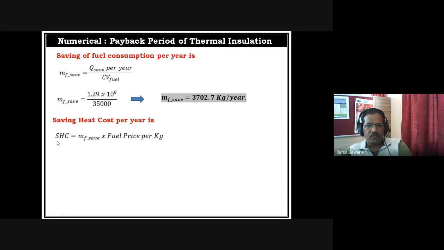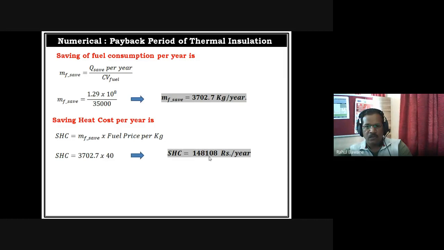So total saving heat cost is mass of fuel multiplied by fuel cost. So mass of fuel per year multiplied by 40 rupees. So this is the total saving heat cost: 148,108 rupees per year. This much amount of rupees we saved.